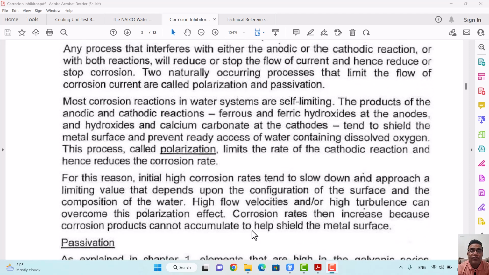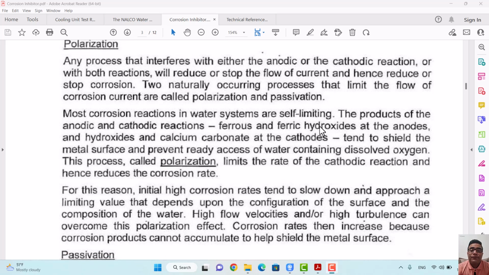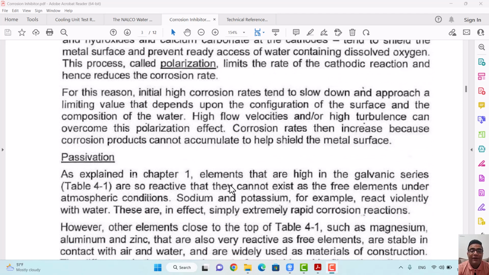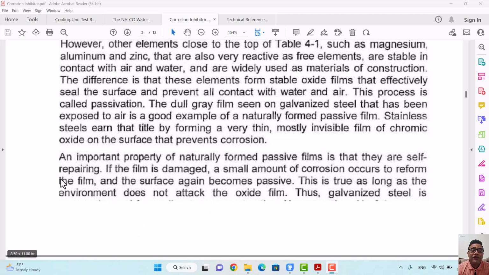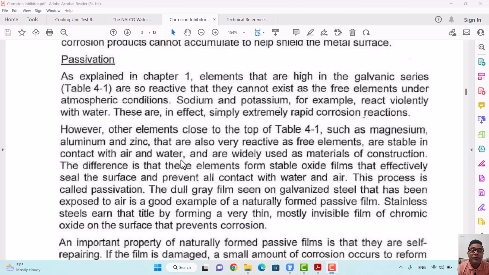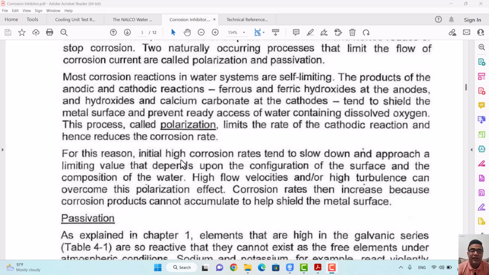About polarization, the products of anodic and cathodic reactions such as ferrous and ferric hydroxides tend to shield the metal surface and prevent ready access of water containing dissolved oxygen. This process is called polarization. So we have polarization and we have passivation. Passivation is self-repairing while polarization is self-limiting.